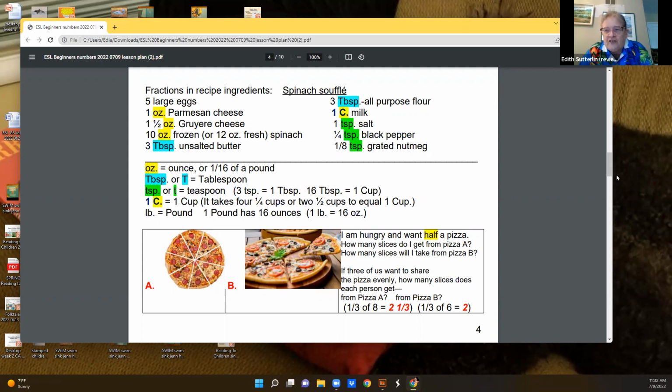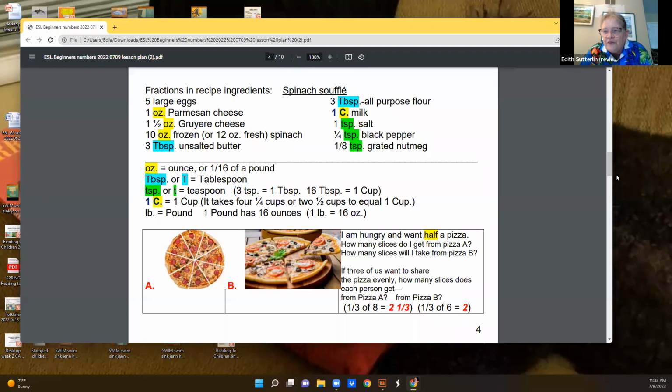So this spinach souffle takes 5 large eggs, 1 ounce. So even though it's spelled OZ period for abbreviation on your recipe card or in your book, it's going to be spelled out OUNCE. So 1 ounce of Parmesan cheese. Now the Parmesan, the S is pronounced like ZH. The next cheese is a French cheese called Gruyere, 1 1/2 ounces. So we have a plural because it's more than 1, 1 1/2 ounces of Gruyere cheese.